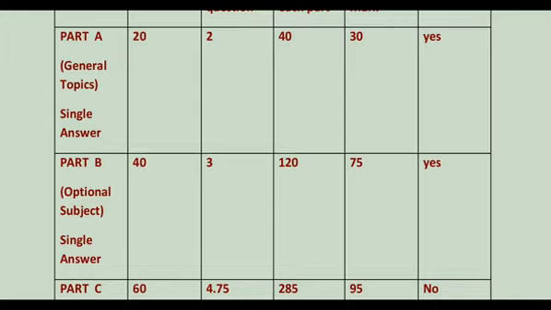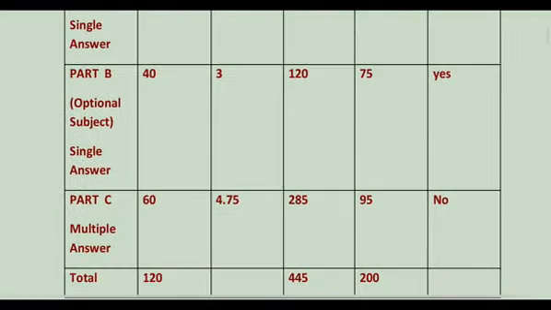Part B contains 40 questions, and the questions are from the optional subject. Each question has a single answer. There are 3 marks for each question, so there are totally 120 marks. A candidate can attain a maximum of 75 marks from this part. In this part also there is negative marking.